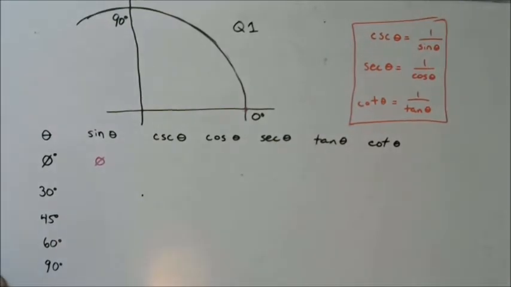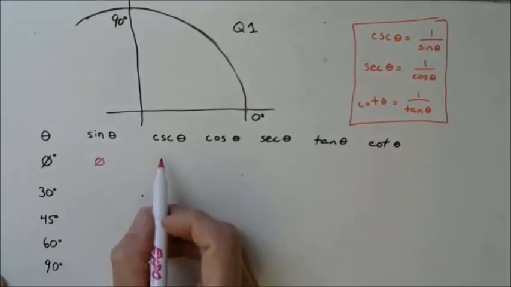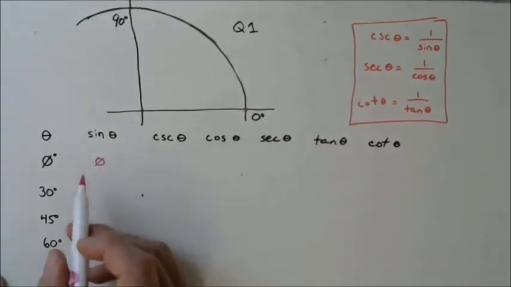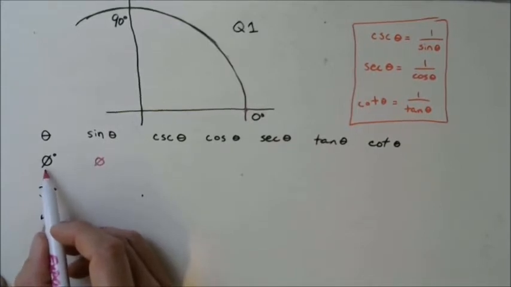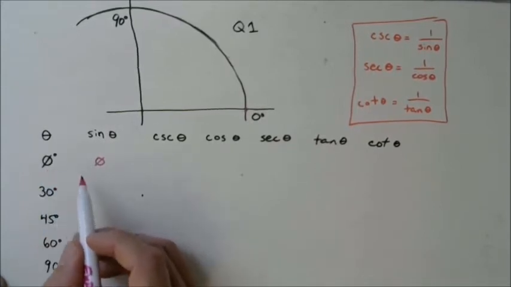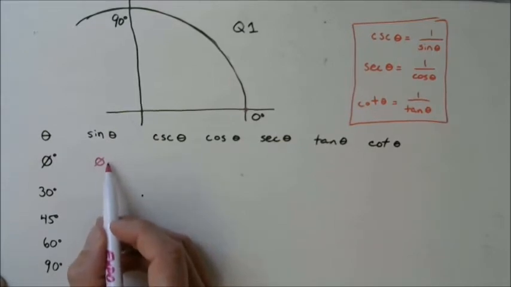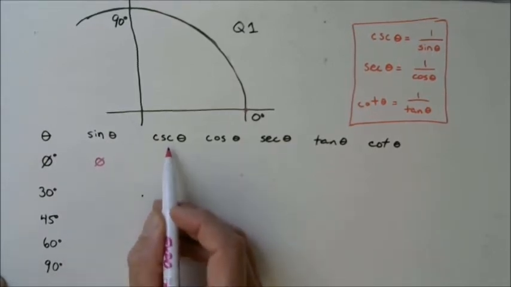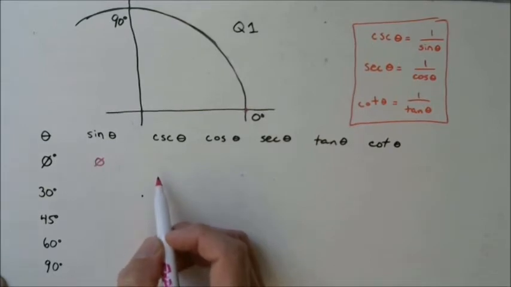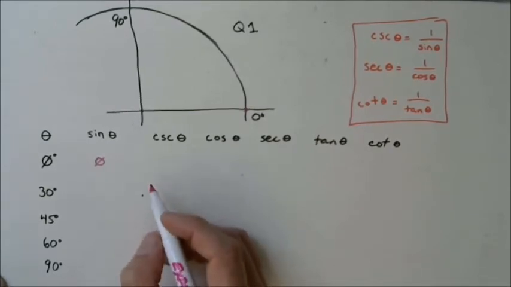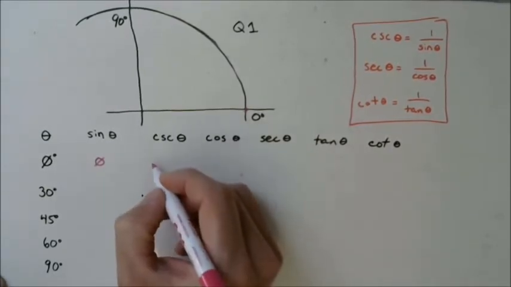Okay? Now, what does that tell us about the cosecant of the angle at 0 degrees? Well, 0 is the same as 0 over 1. And so the reciprocal would be 1 over 0. And anything over 0 is undefined.